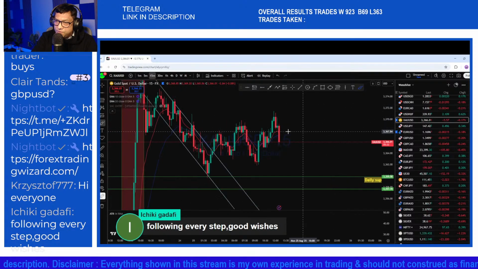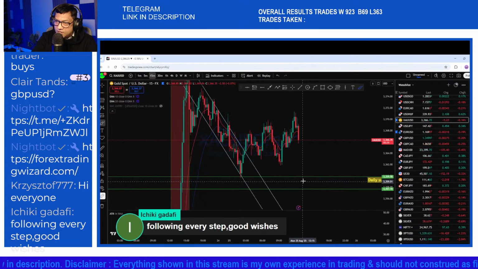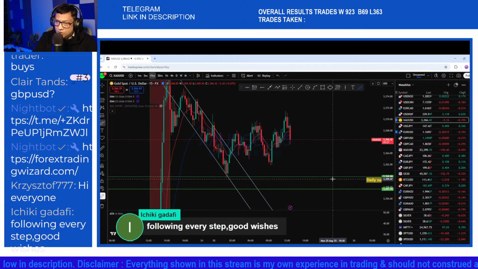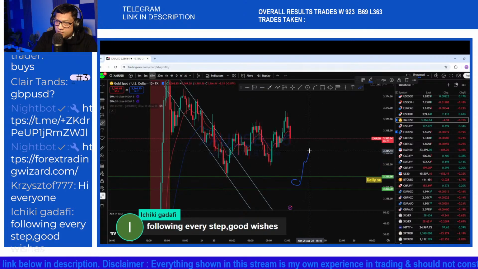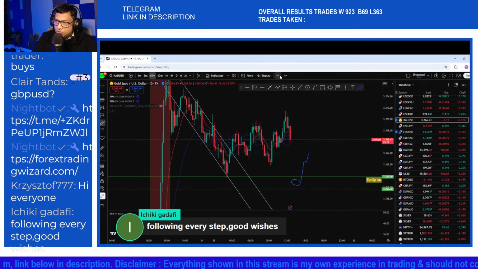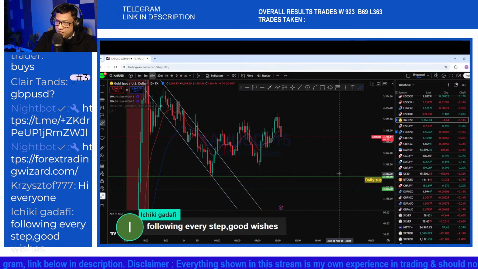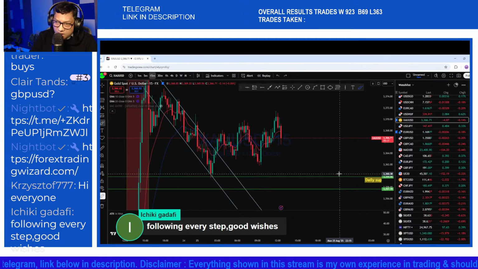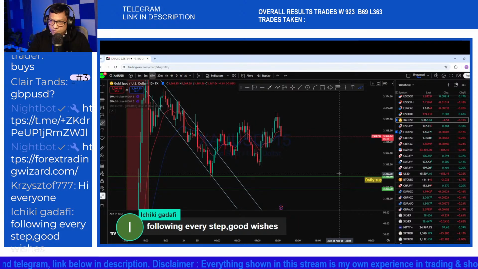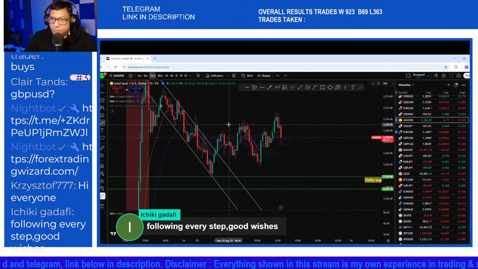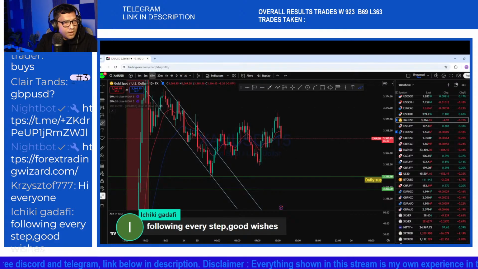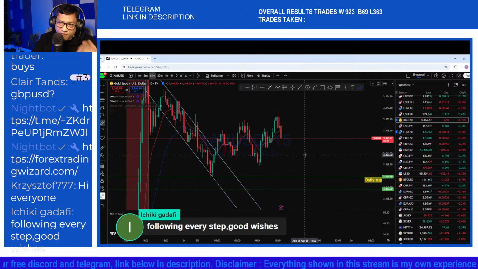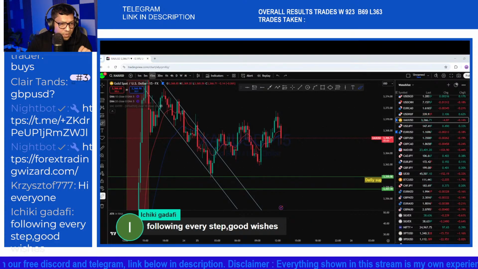Here's the 15 minutes perspective on gold, expecting the market to trend back down here to this support level, retest that zone, and then trend again to the upside to create a new higher high in this market. Waiting for that potential drop.